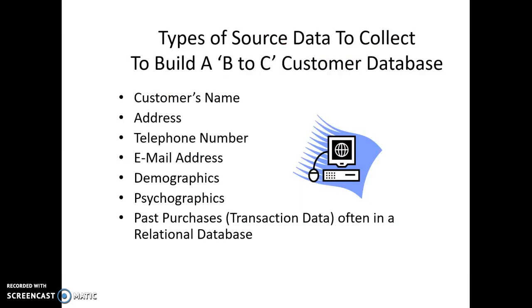So these are typical types of information that go into a basic customer marketing database. First name, last name, address, phone number, email, demographics, which I'm either pulling from my own survey or I'm maybe getting some supplemental data from an external source. Psychographics is probably from an external source. Obviously, transaction data are there in a relational database.